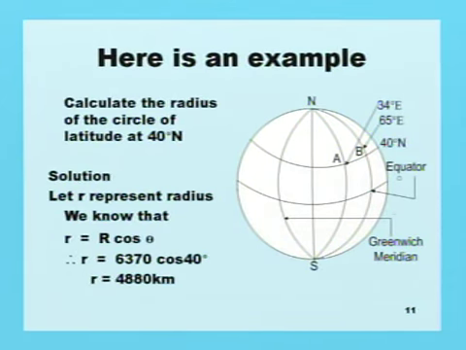Here is an example. Calculate the radius of the circle of latitude at 40 degrees north. So we draw a sketch of the Earth. We establish the North Pole and the South Pole. We draw in the line to represent the equator. We establish the longitude line for the Greenwich meridian. And we establish this circle north of the equator, 40 degrees north, which is a circle shown there.